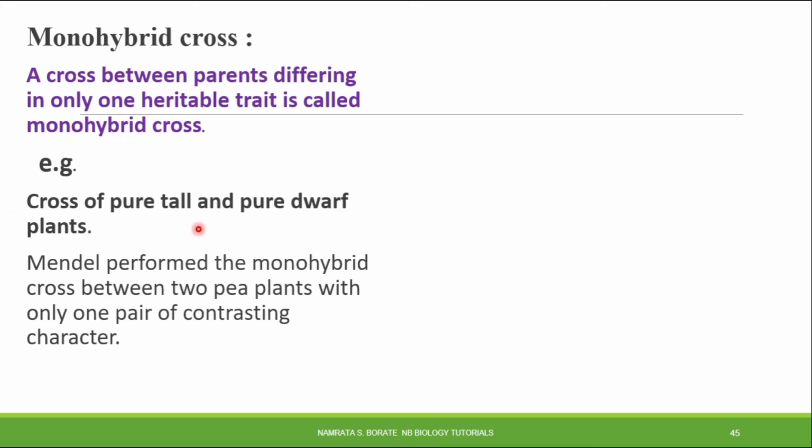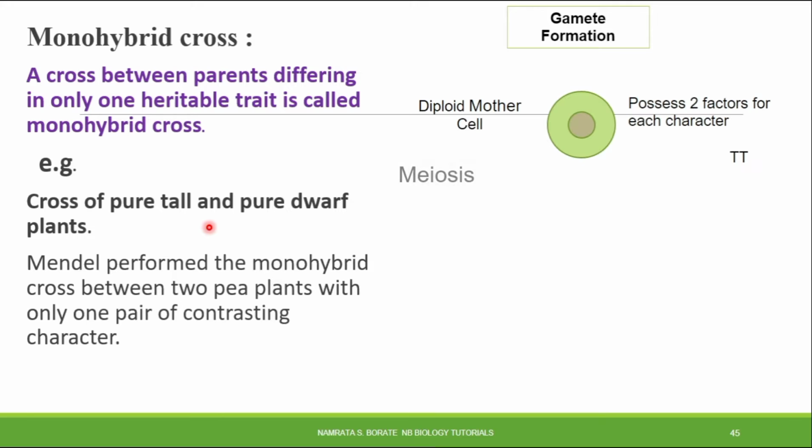A cross of pure tall and pure dwarf plant. Mendel performed the monohybrid cross between two pea plants with only one pair of contrasting characters.